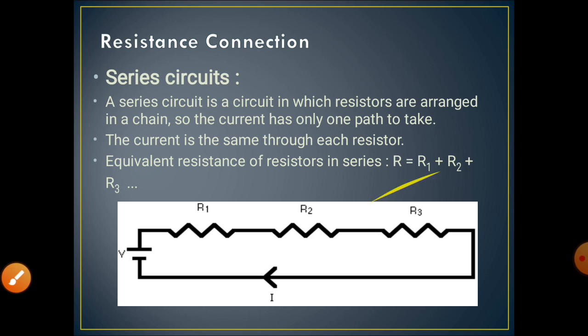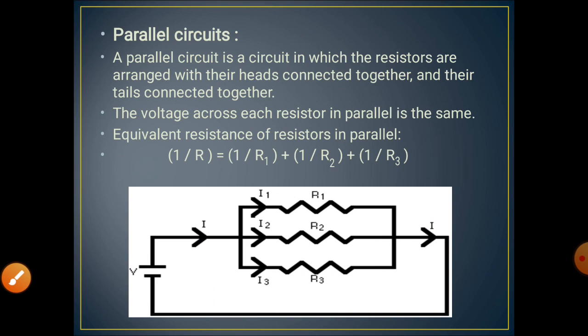And next one is parallel connection. Parallel connection is a circuit arranged as the heads are connected together and their tails are connected together. In a parallel circuit, current is different for each and every resistor. Voltage is the same. The equivalent resistance of resistors in parallel connection is 1 by R equal to 1 by R1 plus 1 by R2 plus 1 by R3.